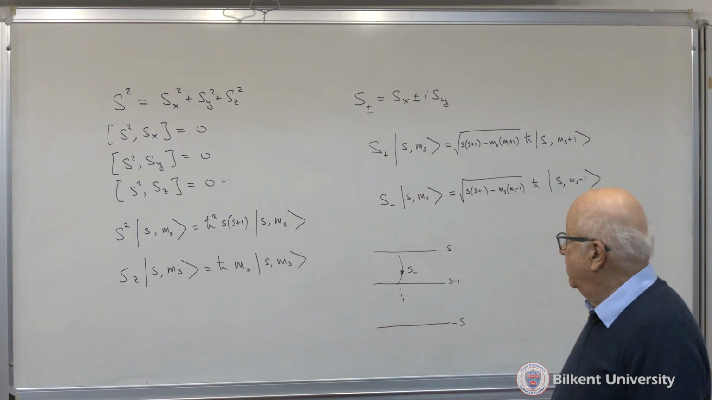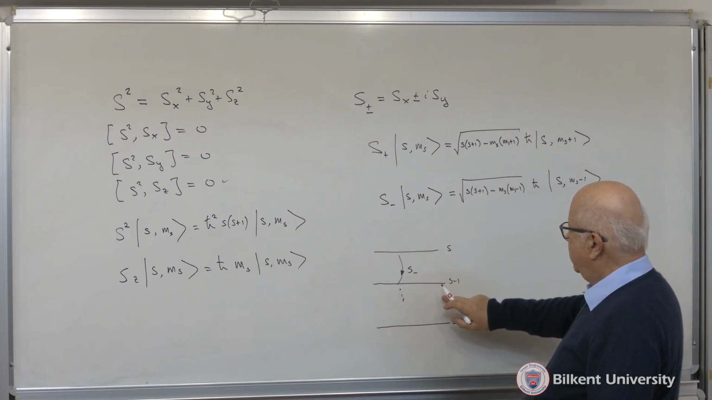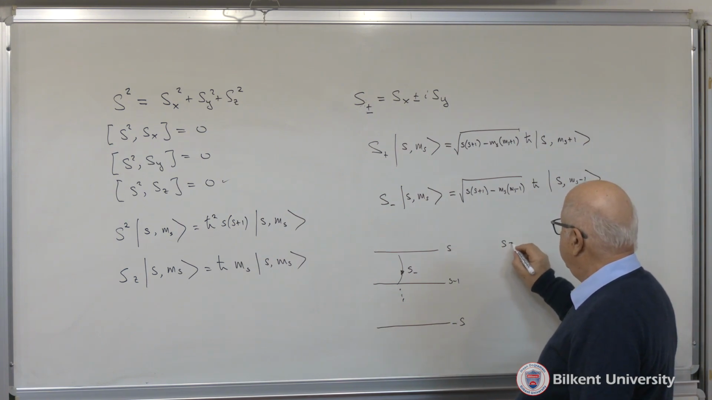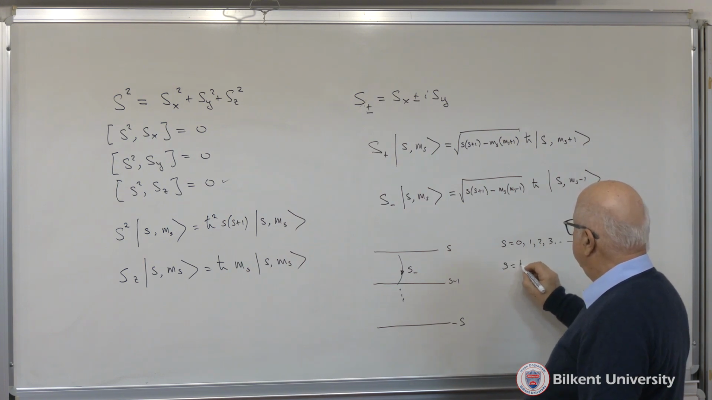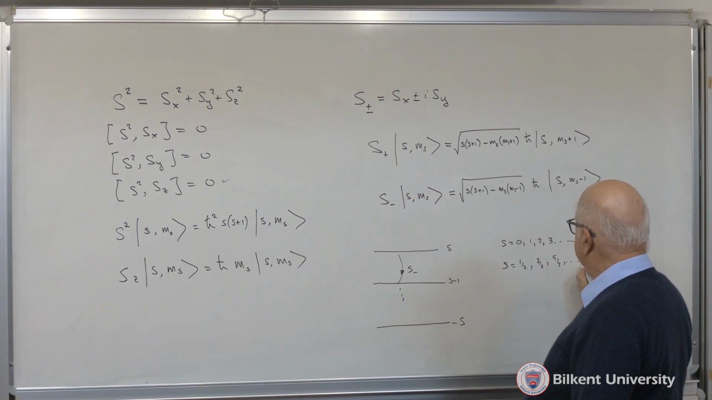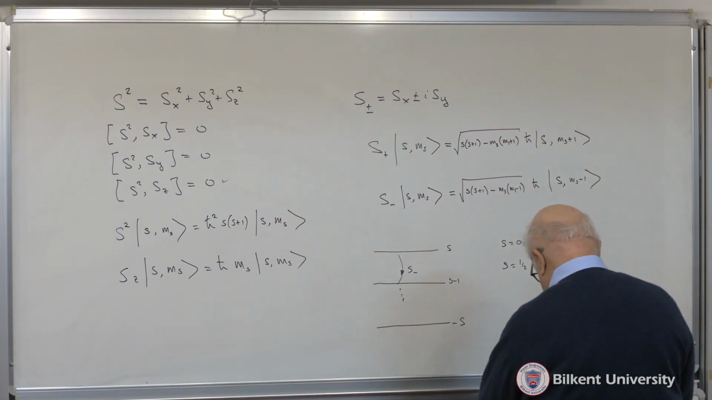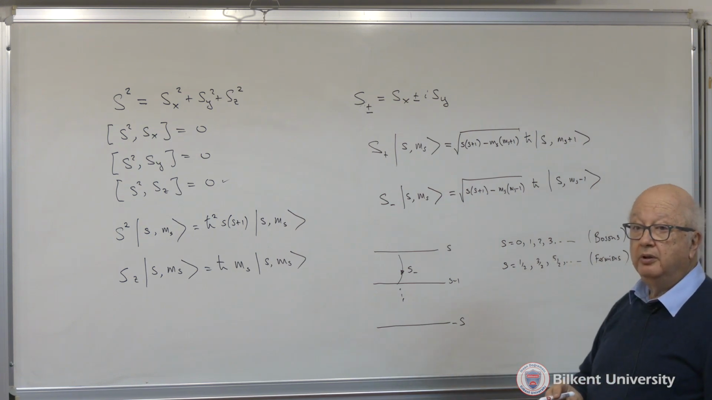And again, since I'm going down by one step at a time like this, I can either have S equal to 0, 1, 2, 3, etc., or S equal to 1/2, 3/2, 5/2, etc. So I'm just repeating what I wrote over here, but these are bosons, and these are fermions.